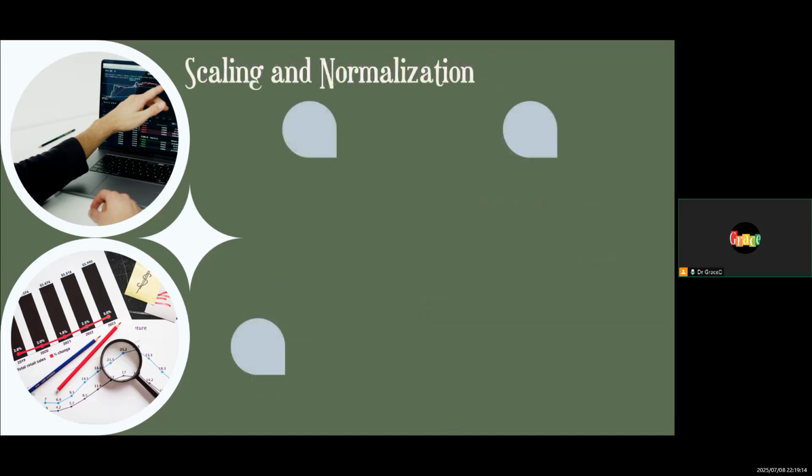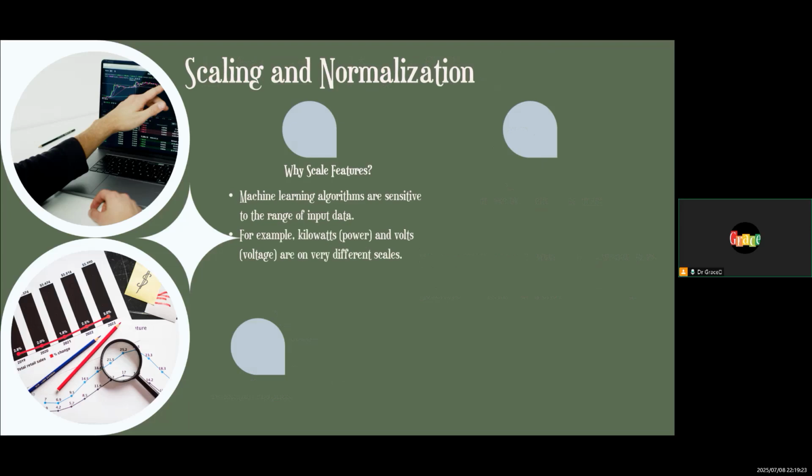Now, scaling and normalization, which we also call standardization. Why do we need to scale our features, also known as characteristics or variables? Our machine learning models are very sensitive to the range of input data provided. For example, kilowatts and volts are on very different scales, so it is very important for us to scale this.